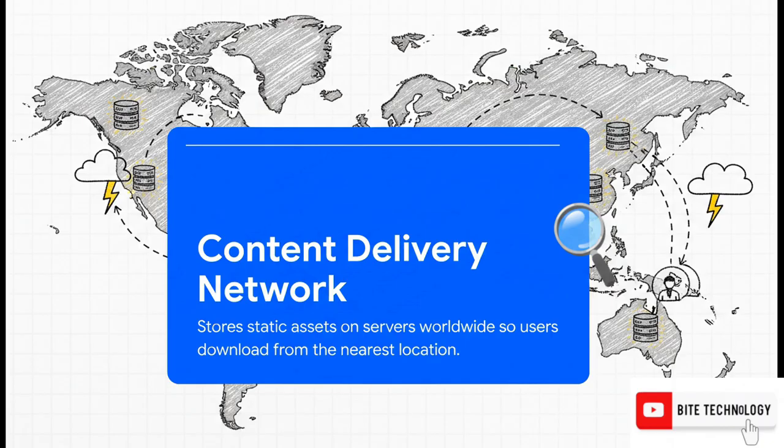But what if your app feels slow? If your user is in Tokyo, but your main servers are in New York, that's a long trip for data. And that's where a content delivery network, or CDN, becomes a total game changer.